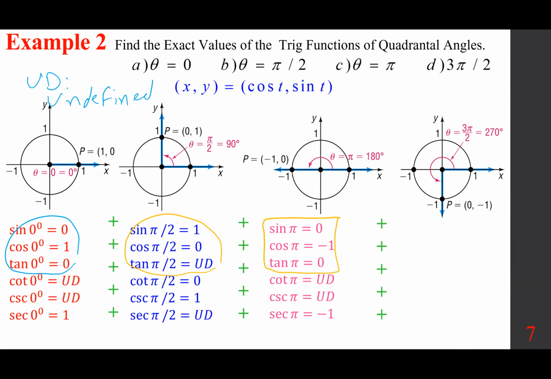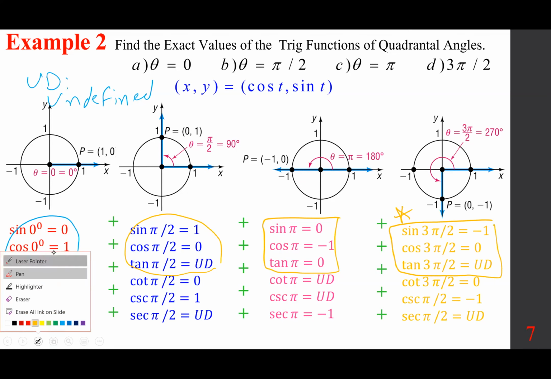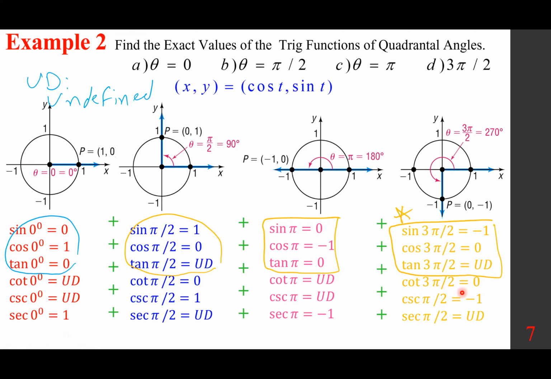3 pi over 2 or 270 degrees. Location of P, 0, comma, -1. Therefore, x, which is cosine, is 0. Y, which is sine, is -1. Tangent, which is sine over cosine, becomes undefined. So look at these three again. And then the rest are the reciprocals, meaning cotangent becomes 0, cosecant becomes -1, and secant is undefined.